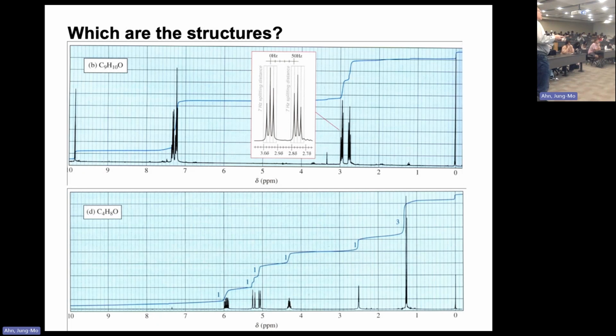So let's look at this question. That question has a molecular formula given here. It's C9H10 and just the one oxygen. And then it has peaks here. So we need to figure out what is the structure of the organic molecule that gives this spectrum.